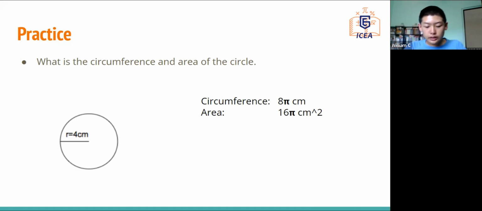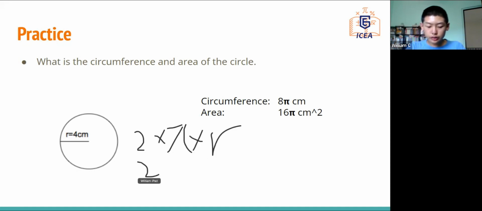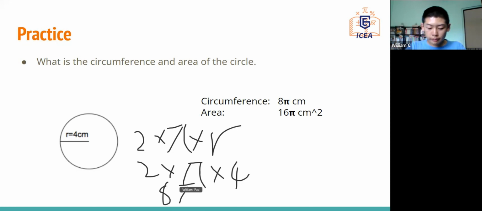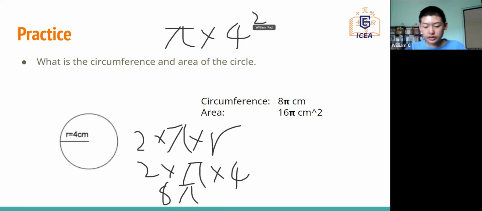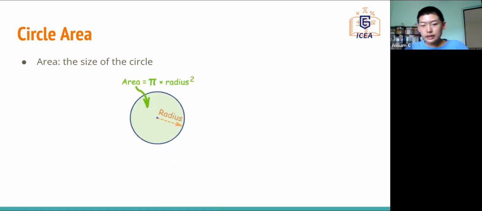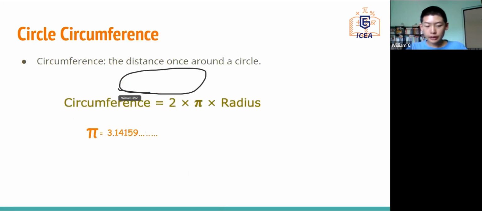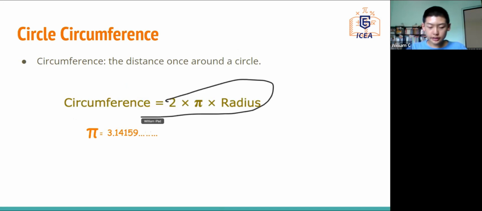So the circumference is 2 times pi times the radius, which is 2 times pi times 4, which equals 8 pi. The area is pi times the radius squared, which is pi times 4 squared, which equals 16 pi. Basically, you just need to memorize the formulas. The formula for the area is pi times the radius squared. The formula for the circumference is 2 times pi times the radius.